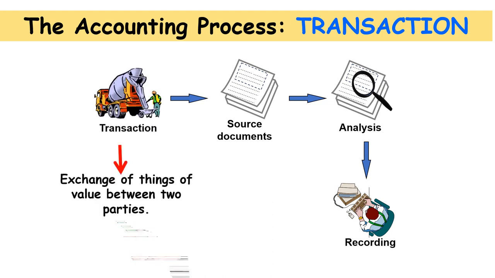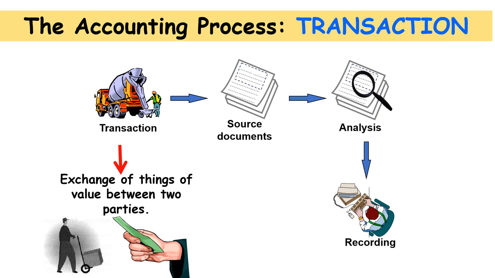So the first step is the transaction. So what's a transaction? A transaction is an exchange of things of value between two parties. When two persons, two businesses exchange things of value, we call that a transaction. For example, if you go to Walmart and purchase a toothpaste and give them $5, a transaction between you and Walmart has occurred. Why? Because both of you have exchanged things of value. You gave Walmart money, cash, and Walmart in return gave you a product, toothpaste, which is something of value to you.